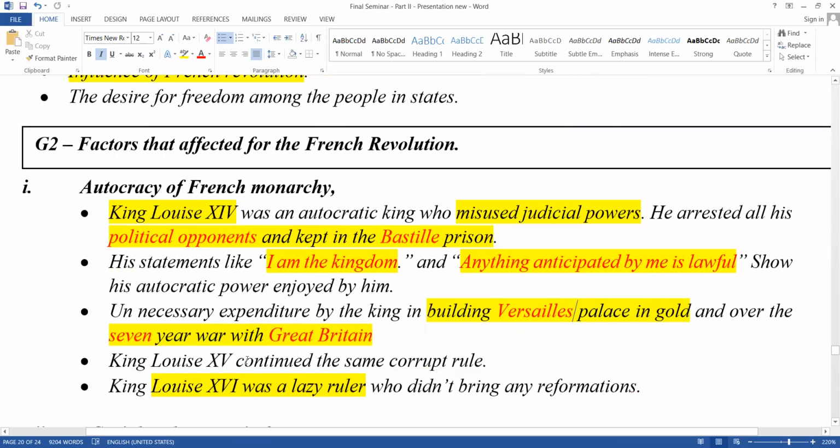And Louis XV continued the same corrupt rule. Louis XVI was the last ruler. He was a very lazy ruler. During his time, the French Revolution started. You can also write about his Austrian wife. She was a very proud woman, and when people were struggling, asking for bread, she said, if no bread, eat cake. So that offended common people.